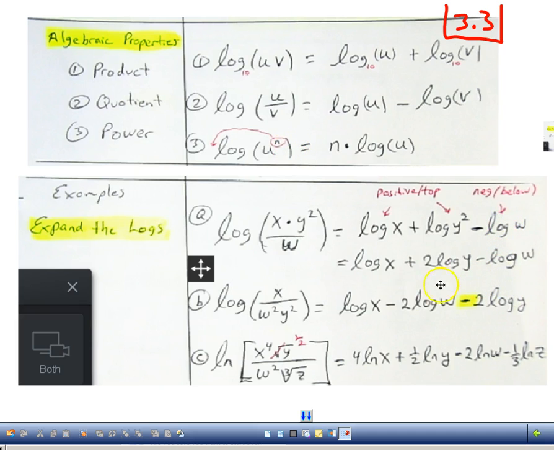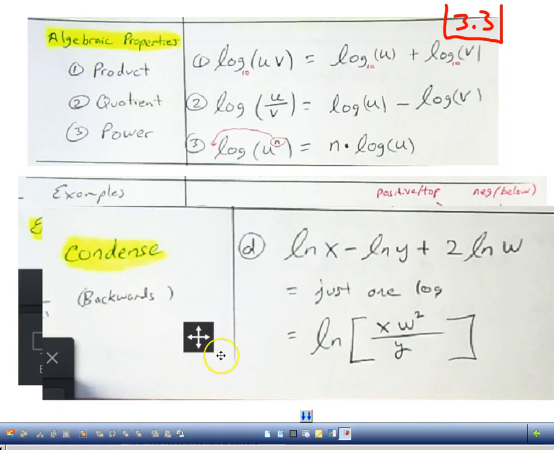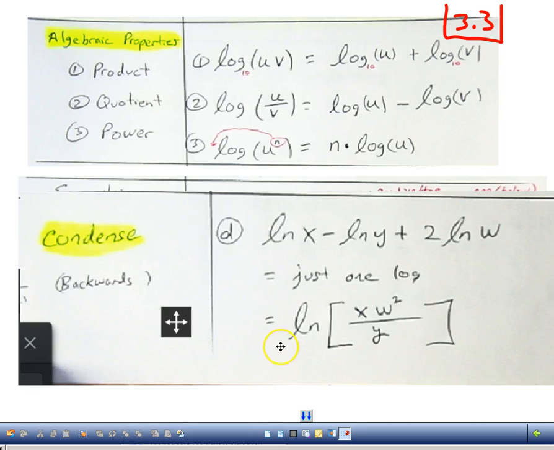Now, the other thing that we talked about in class regarding these properties is being able to go backwards. I give you the sum and difference of the simple logs, and you give me the single log. And let me bring this over here. And let me discuss this. So in this other example, we're doing the opposite. It's called condensing. So I have 3 logs that are added and subtracted, and we're going to convert it into just a single log.